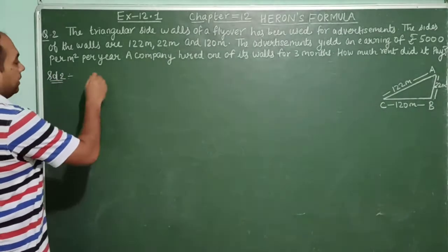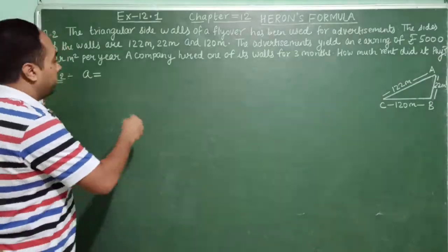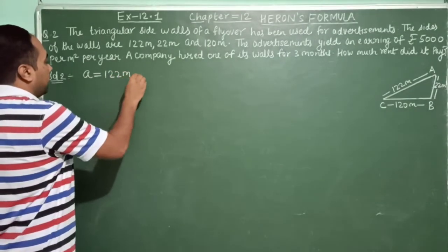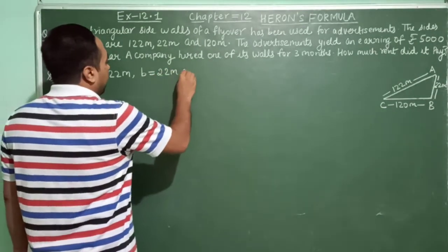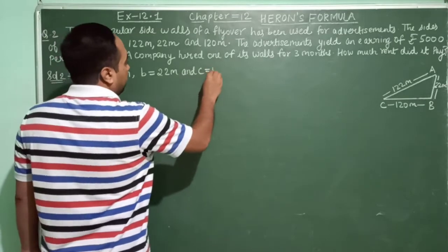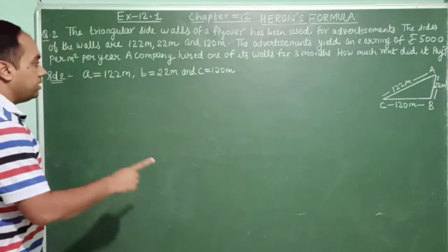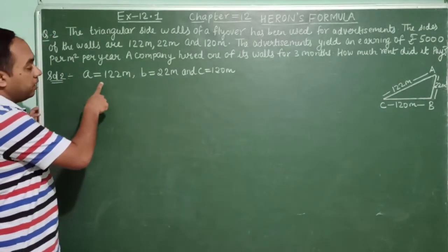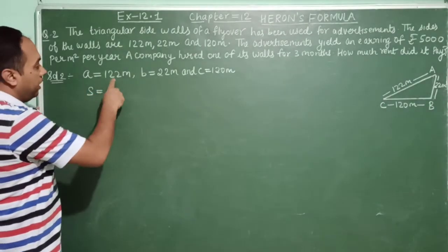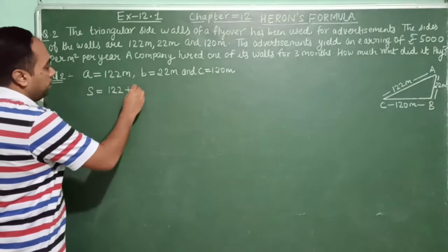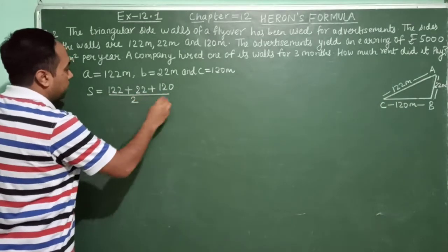Suppose first side A is equal to 122 meter, B is equal to 22 meter and side C is equal to 120 meter. So these are the three sides of the advertisement wall. So first we will calculate what? We will calculate the semi-perimeter. So semi-perimeter is given by A plus B plus C upon 2. A is 122, B is 22 and C is equal to 120, upon 2.